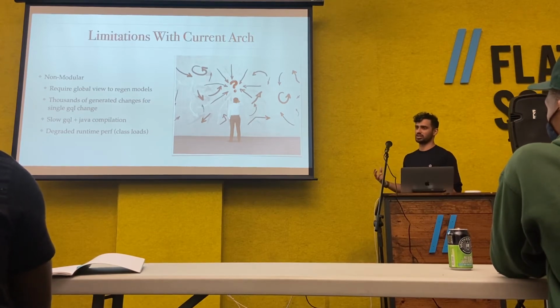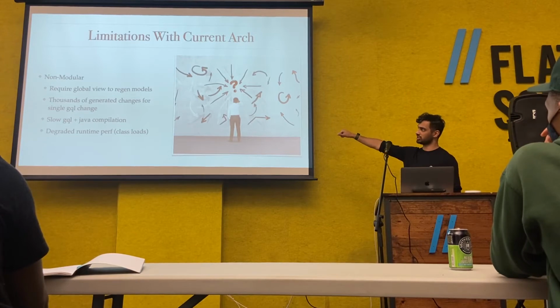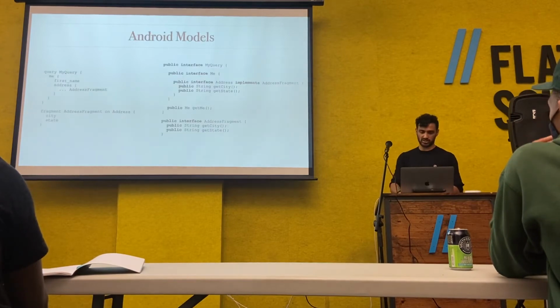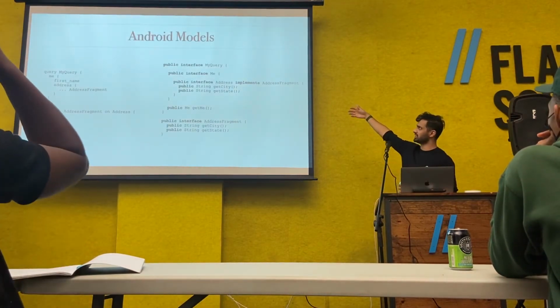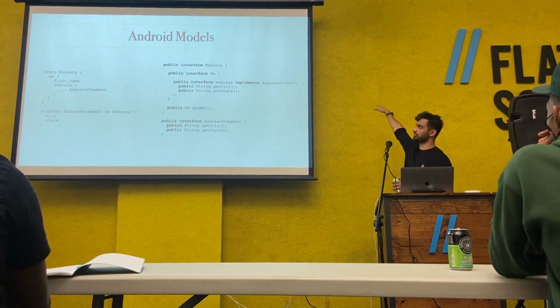And so that's when we were starting to think about what is the next generation architecture for the native compiler. So the global view to regenerate models, thousands of generated changes for a single GraphQL change, slow GraphQL plus Java compilation times, and then a technical detail of the Java runtime is that we had degraded runtime performance because of the way that the Java class loader looks at all the interfaces. If you have a very long fragment hierarchy, you can have hundreds of interfaces that you have to load at the very beginning. You have thousands of fields.